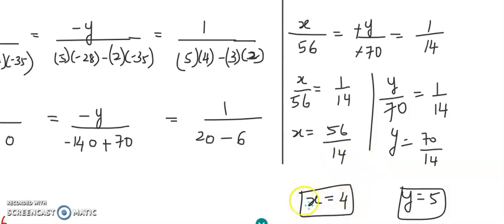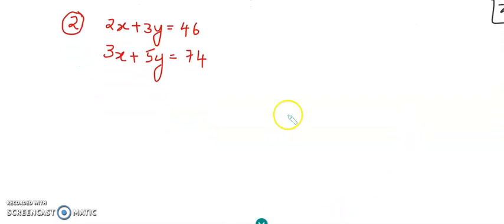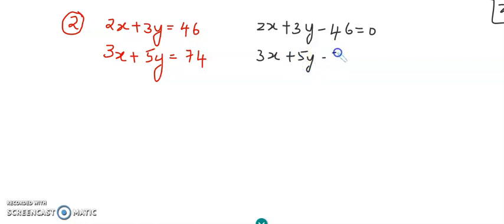Okay. Let's take the next one. Again, what we'll do, we'll shift the constant to the left. So this will become 2x plus 3y minus 46 equals 0 and 3x, sorry, plus 5y minus 74 equals 0. So this is x, this is y, and this is 1. There has to be an equal to, correct?